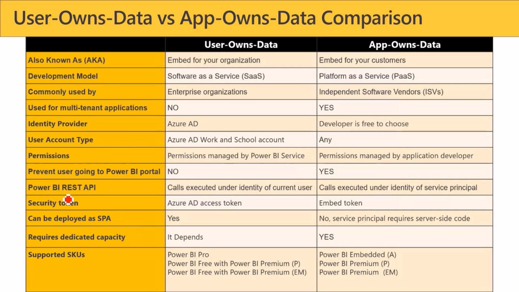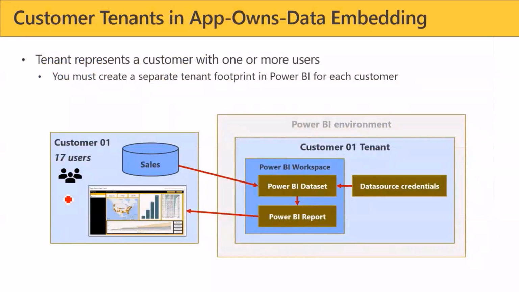And then finally, one requires a dedicated capacity, app owns data. There's no user licensing. That's one of the benefits, but then you always have to be paying for a dedicated capacity. And some people go to user owns data because they don't have to spend so many thousand a month. They can try to get by with pro licenses. But once again, what we see is that most people that are serious about Power BI embedding are over on the right side using app owns data. So really, that's going to be the focus of what we're going to be looking at.